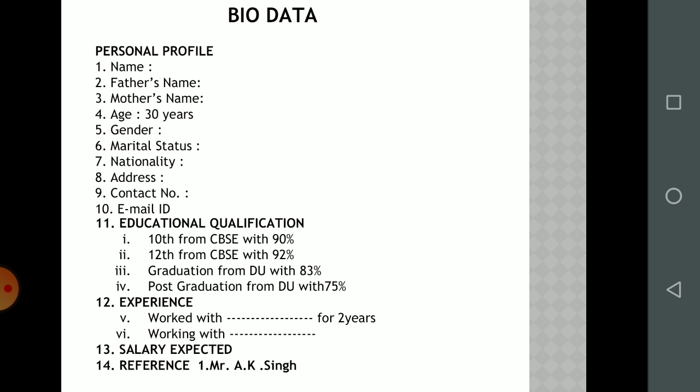Then comes most important point, that is salary expected. Some people may write negotiable here, or you can write your expectation, whatever you expect, but it should be per annum salary which should be reflected here.